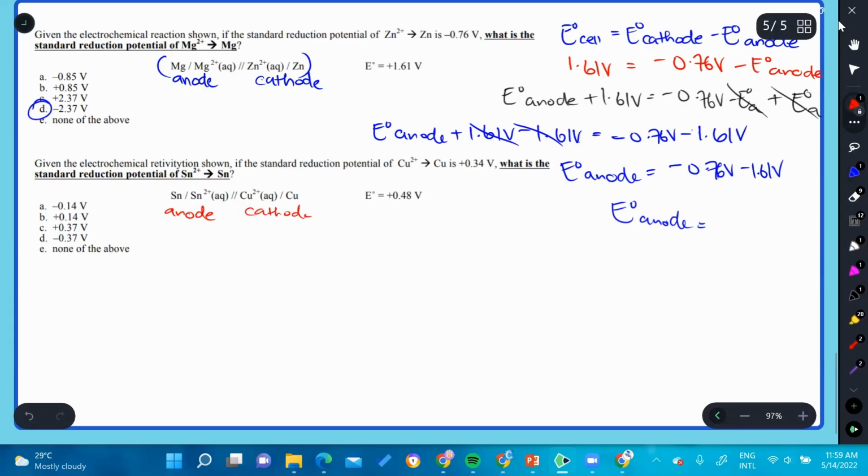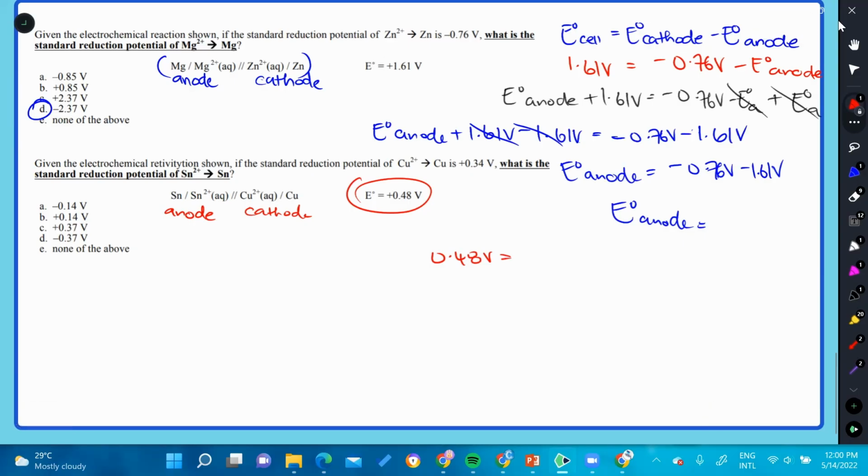So now they're asking us to find the anode again. So we know that the E naught of the cell is 0.48 volts. It's given right here, right? And that's equal to the cathode. The cathode here is copper, so 0.34 volts minus the anode value, or I'm going to write E naught of A. And now we can just make E naught of A the subject.